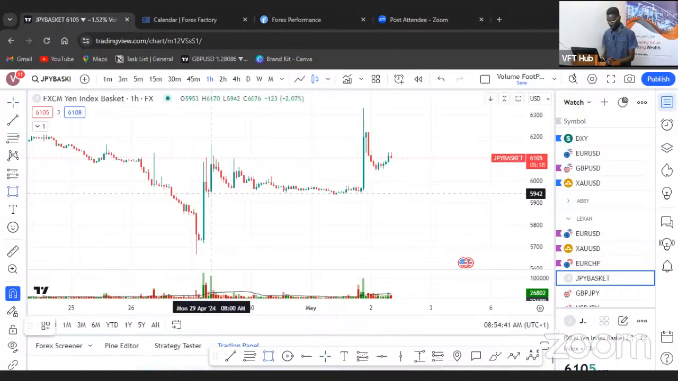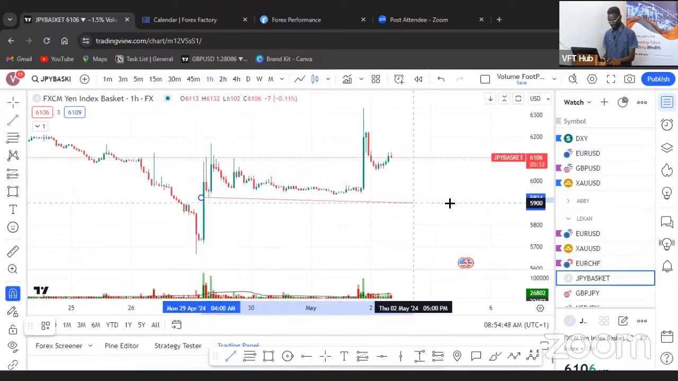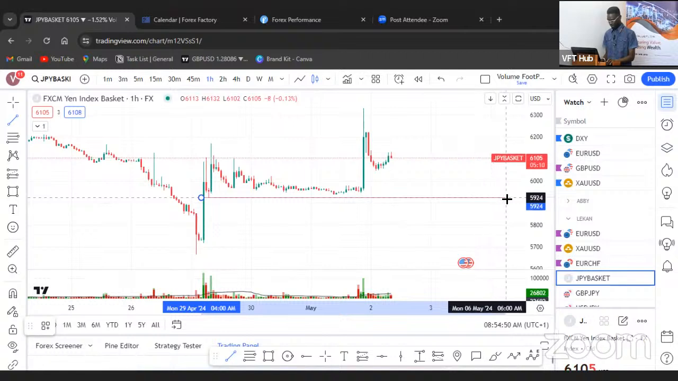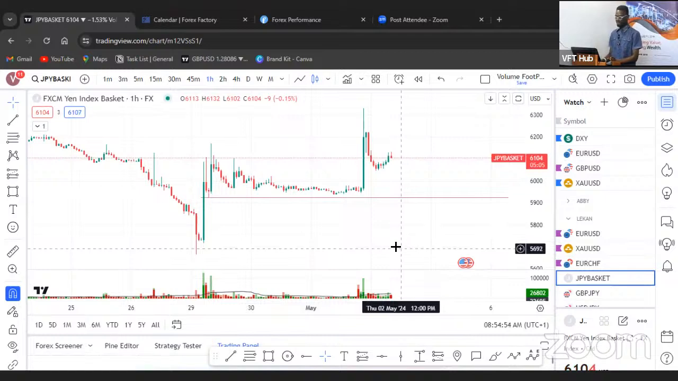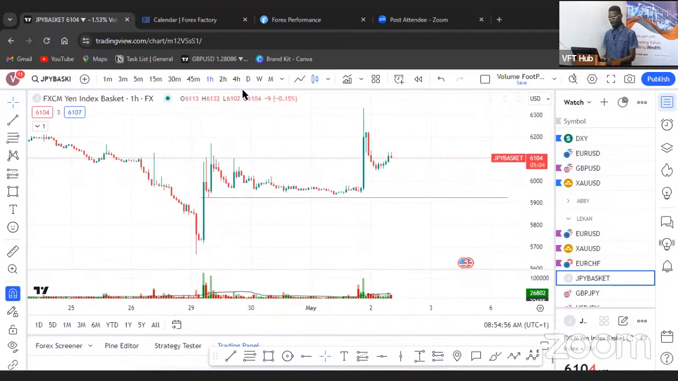If price breaks this level here, below here again, then we know the narrative is changing again. But we've seen it change all the way to the upside. Now, let's quickly take a look at the yen correlated pair, GJ.